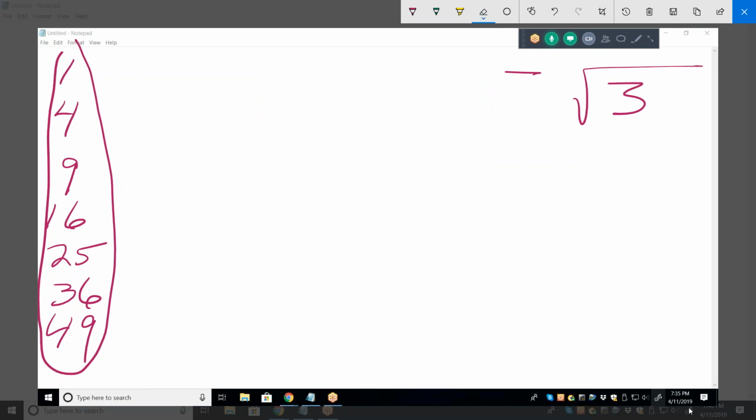Now, there are some that are tricky. The best way to describe it is to give you one. If you're not sure, just start dividing 48 by some of these perfect square numbers. It's not divisible by 9. It is divisible by 4. So what is it?